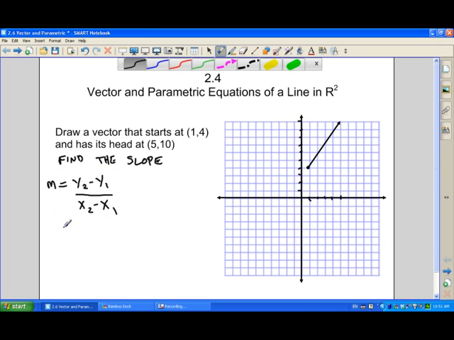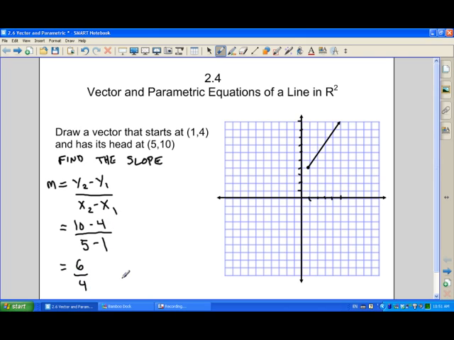So working with this and working with the 2 points that I have, I do 10 take away 4, divided by 5 take away 1. A slope of 6 over 4, and if I reduce this, I get a slope of 3 halves. So I'm rising 3 units as I run 2 units.